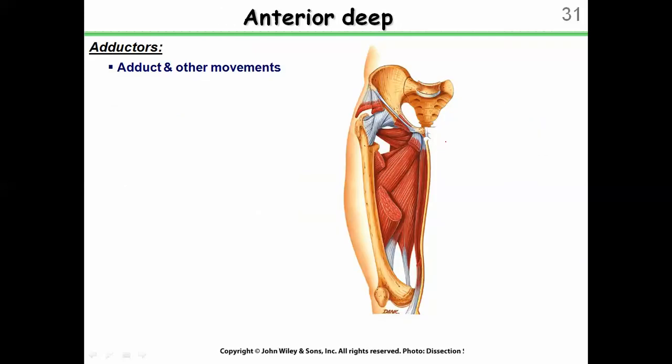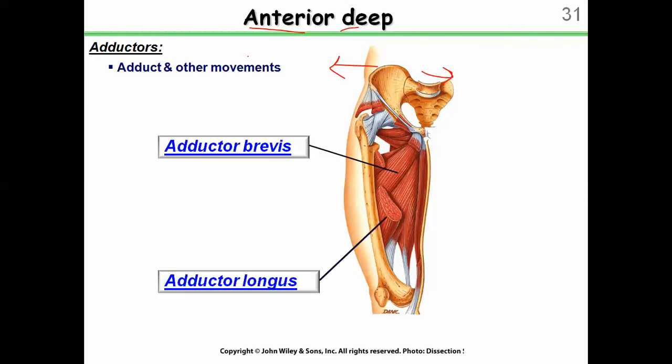If we go to the medial compartment, we're looking fairly deep. Anterior deep, but also medial. So here would be medial, that's lateral. We find the adductors. We have the brevis, the longus, and the magnus. So you'll notice all of these, since they are sitting in the medial compartment, will adduct. They will move this leg towards the midline.